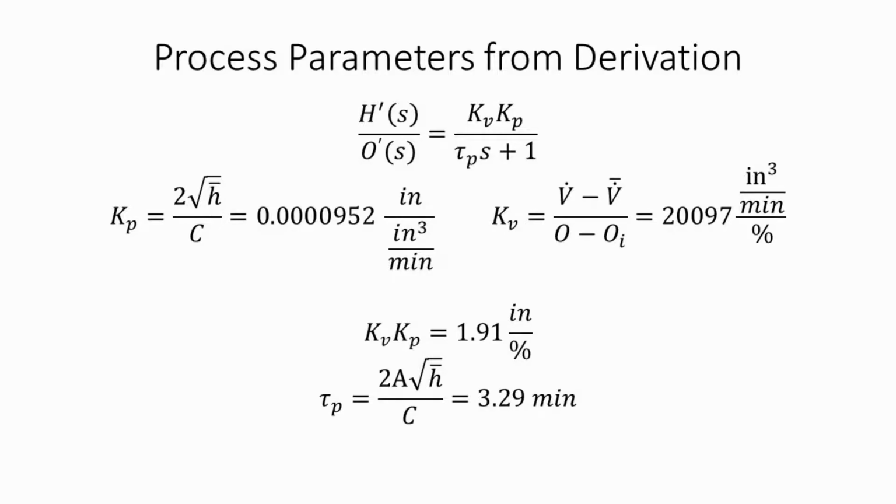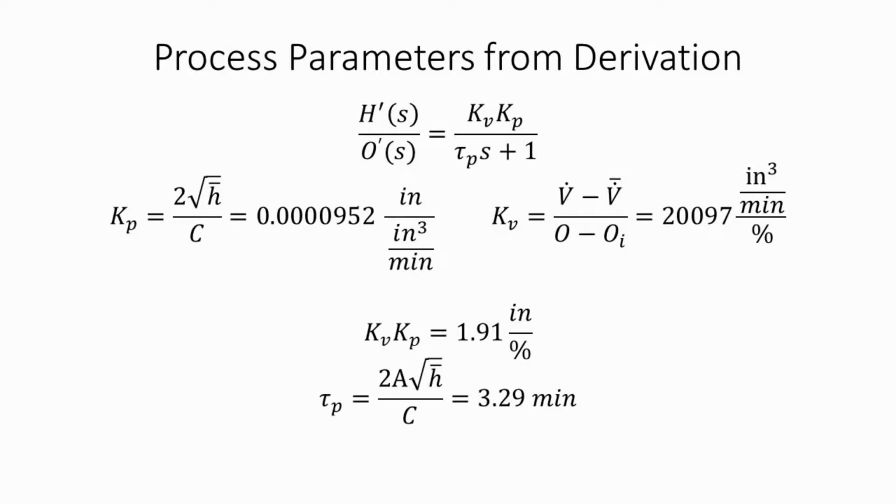The valve gain was found to be 20,097 inches cubed per minute per percent valve opening. When multiplied together, these two values give an overall gain of 1.92 inches per percent valve opening, which is not far from the 2.2 inches per percent valve opening determined previously in the Ziegler step response. The process time constant, tau p, was found to be 3.29 minutes.